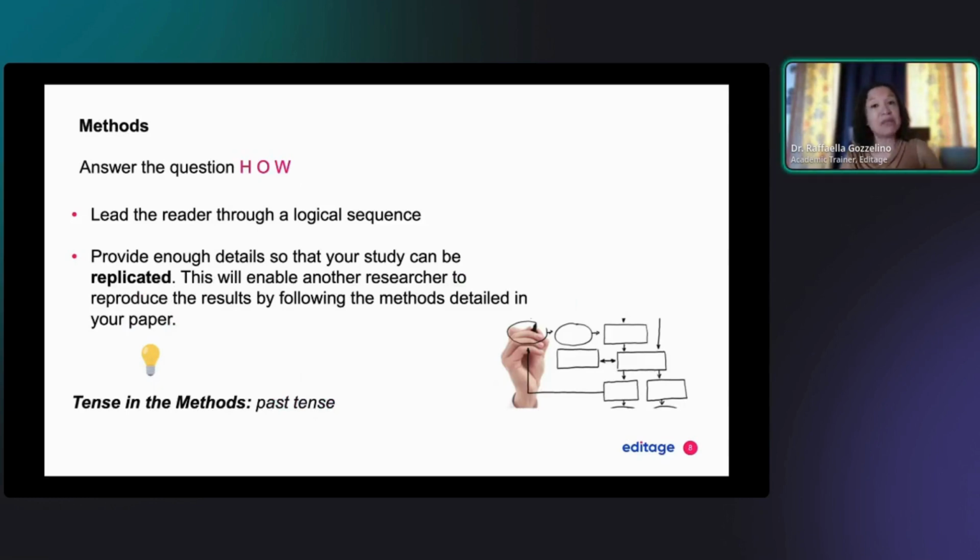Then you pass to describe the methods, right? Which answer the question how. So you really need to take the reader through a logical sequence of experimental procedures that you adopted to find the results that we will discuss in a moment. You need to provide enough detail so that your study can be replicated. And I cannot stress this enough because it's very important.